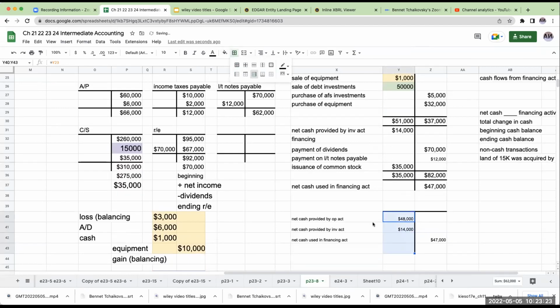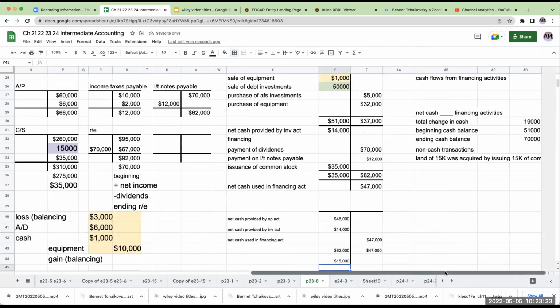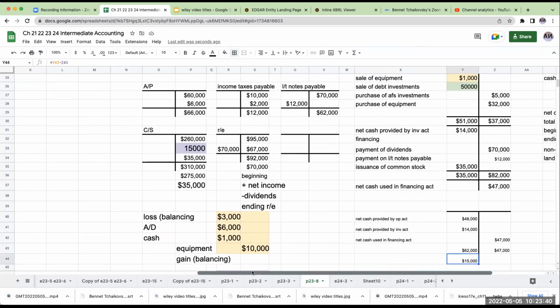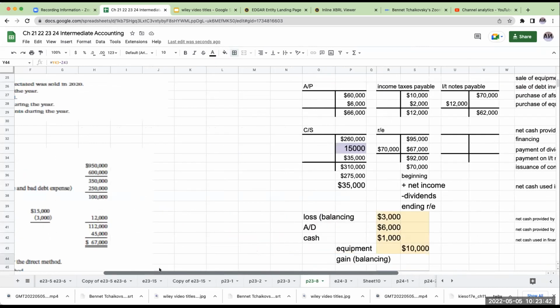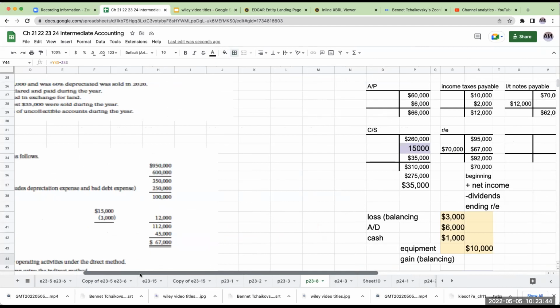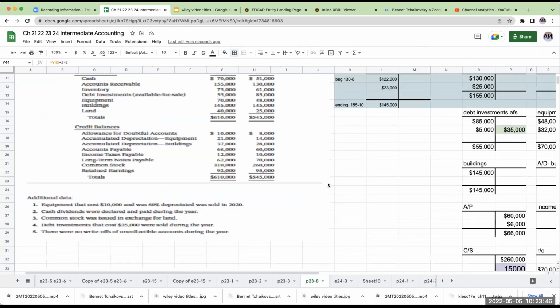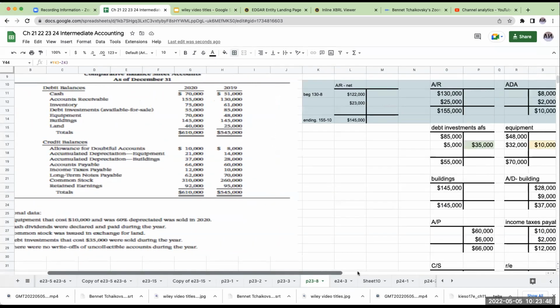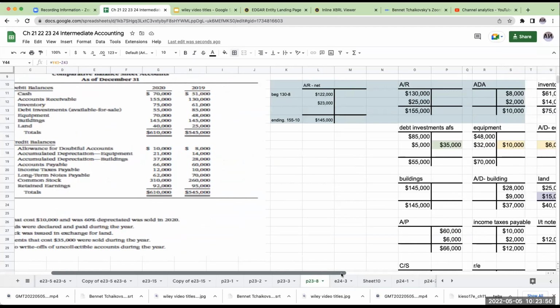Let's have some fun though. Go ahead, drum roll, please. My answer here is 15. I'm off by 19. I'm off by $4,000. Let's go through and see where we might be off. Usually what I make the mistake on is, as I'm going through and doing this, I transposed one of the numbers incorrectly. So the cash did go up by 19.